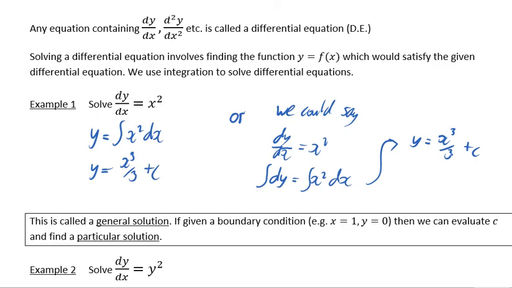Okay, this what we have here with the c, this is called the general solution. If you were given a bit more information, and they have called it here a boundary condition, so for example, when x equals 1, y is equal to 0, then you could have worked out c as well. Without c, when you don't know what c is, it's just written as the letter c, and it's called a general solution. But once c is evaluated, it is called a particular solution. If, for example, I work that out to be minus a third, then y is equal to x cubed over 3 minus a third would have been a particular solution.